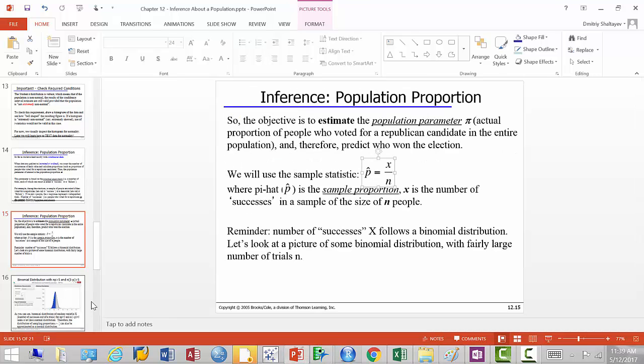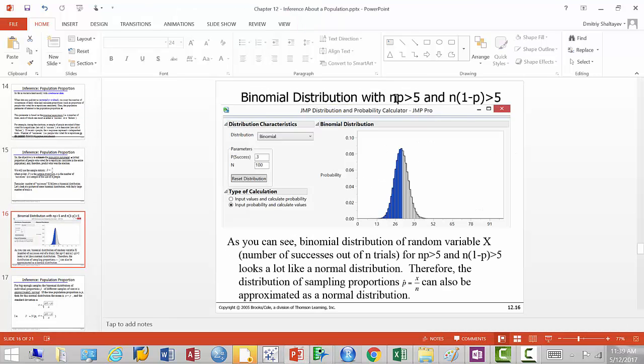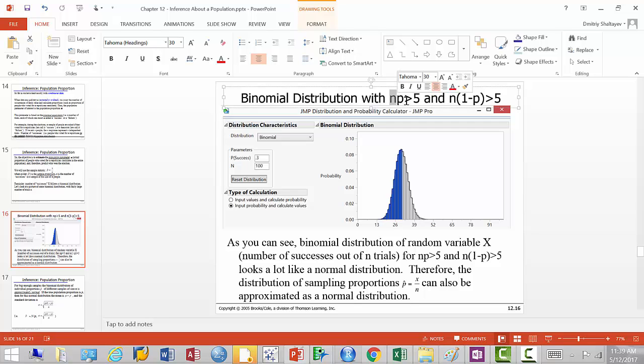The rule is if the number of trials times the expected probability of success is greater than 5, or n times (1 minus p), the expected probability of failure, is also greater than 5, then my distribution, here I have a probability of success 0.3 and number of trials 100, the resulting binomial distribution looks a lot like a normal distribution. So this is the rule of 5.